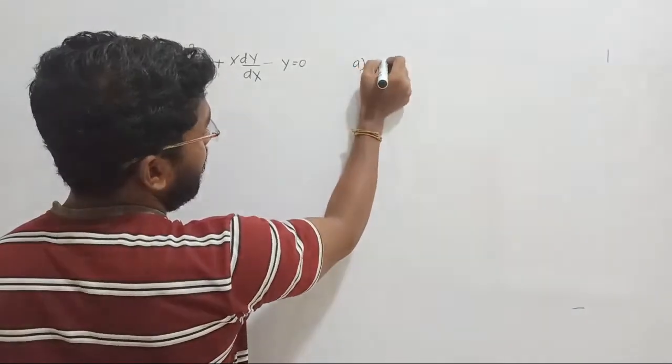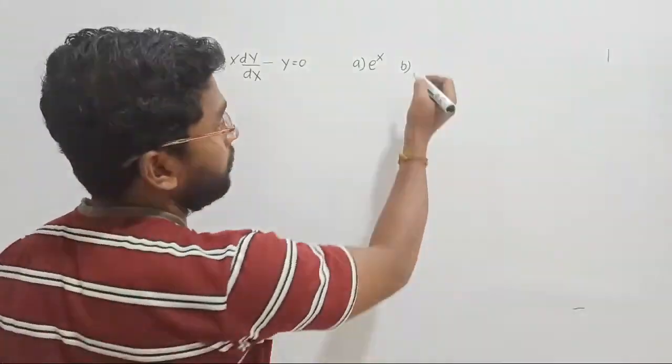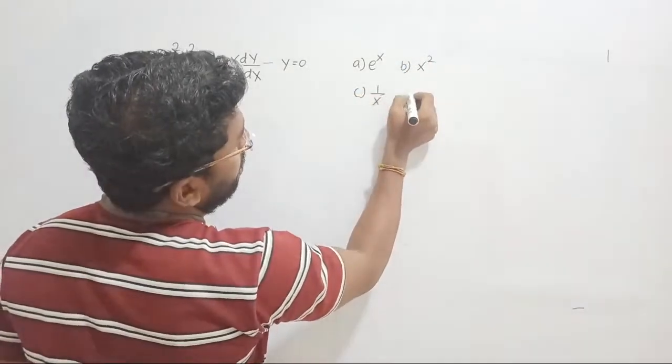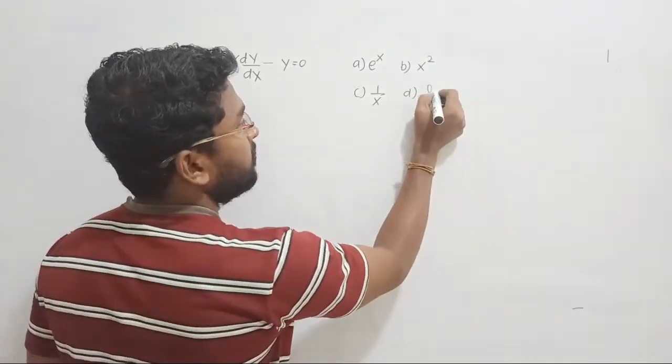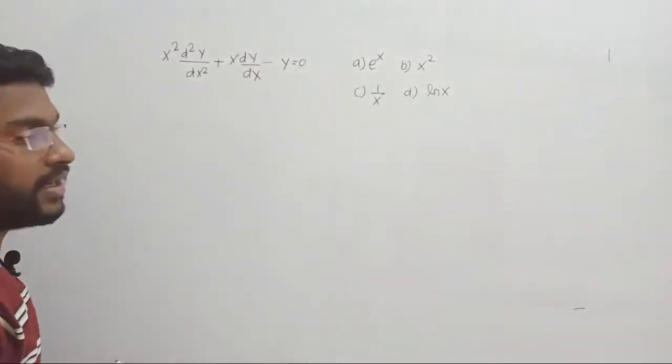Option A, e power x. Option B, x square. Option C, 1 upon x. Option D, ln x. Now, what is the correct answer for this one?